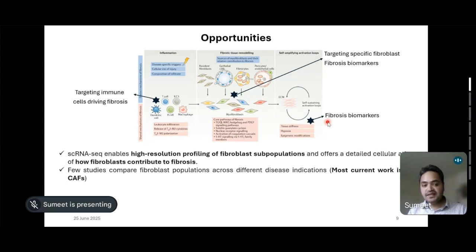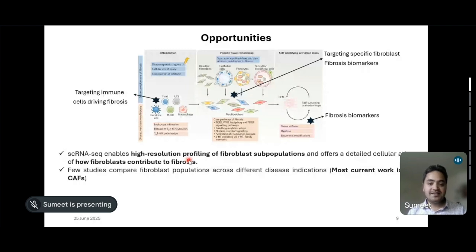There are some single cell RNA-seq enabled high resolution profiling of fibroblast population, which is really good because currently we do not understand fully from where these myofibroblasts are coming from. We know that there are myofibroblasts, but because we don't have great cell-specific markers, we cannot trace it back from which cell types they are originating from. So single cell study can actually enable us with the high resolution profiling of fibroblast population, and it can offer a detailed cellular atlas of how fibroblasts contribute to the fibrosis.